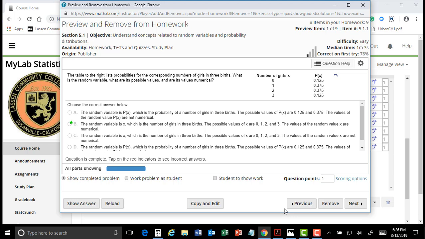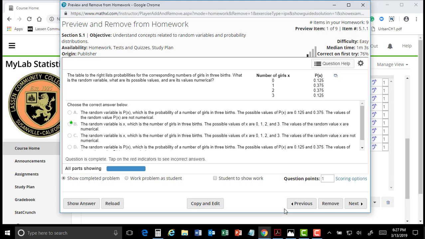Okay. So it says the random variable x is the number of girls in 3 births. So what are they? Here are the possibilities. The values of x are. Look at what your random variable is. Your random variable isn't the probability. It's the total number of girls. You want to know at what frequency this is happening.